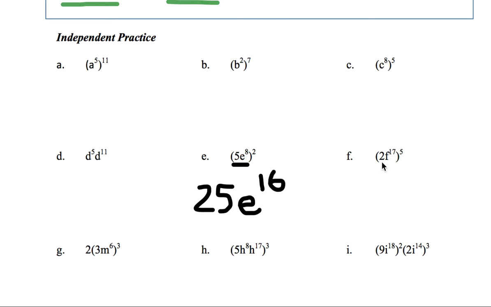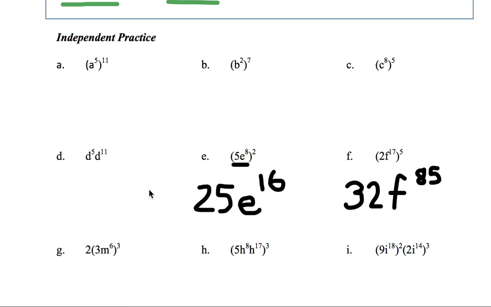For letter F, we have 2f to the 17th power to the 5th power. So we're going to break it into 2 pieces. 2 to the 5th power is 2 times 2 times 2 times 2 times 2, that's 32. And f to the 17th power to the 5th power is 17 times 5, which is 85. 5 cages of 17 flamingos is 85 flamingos.